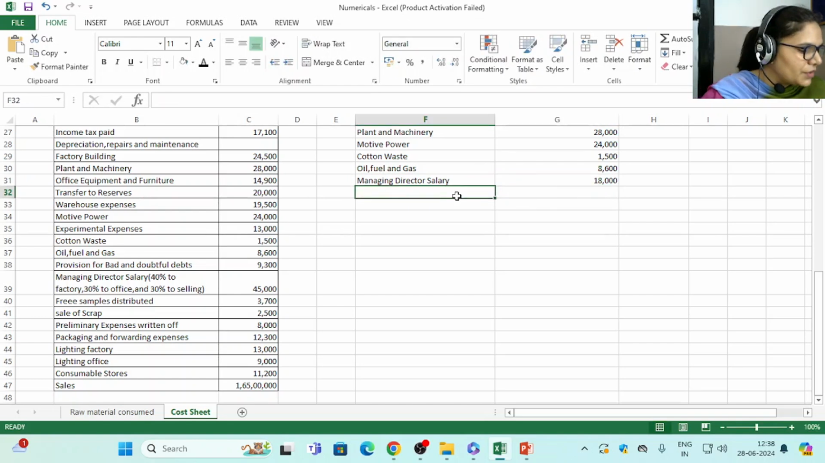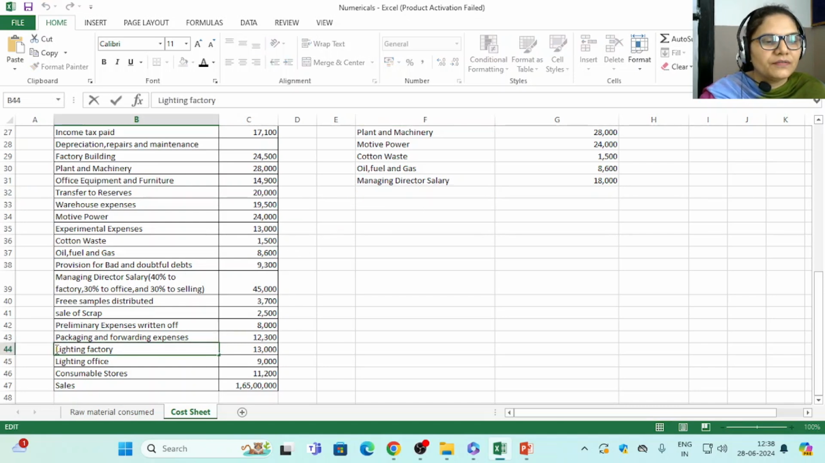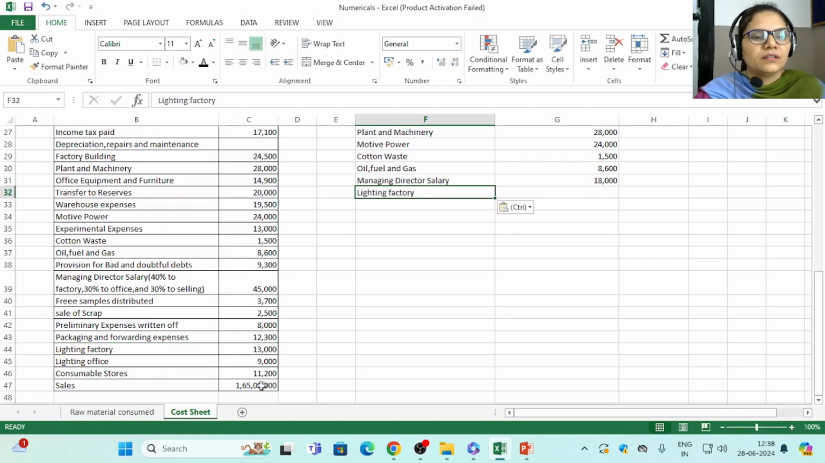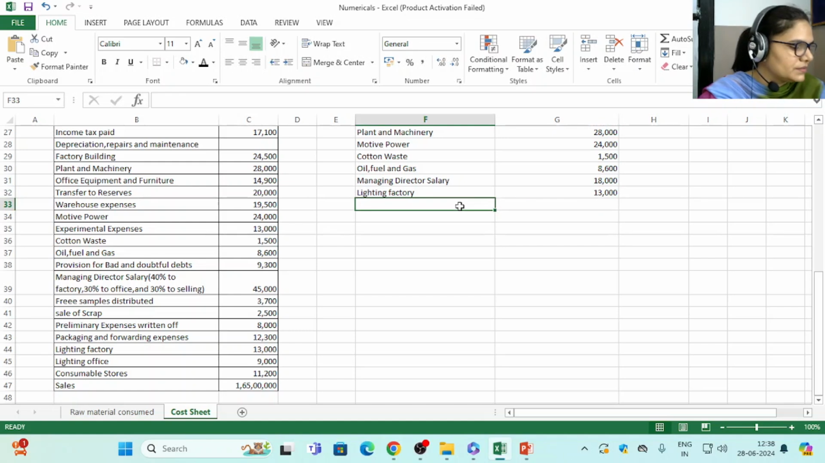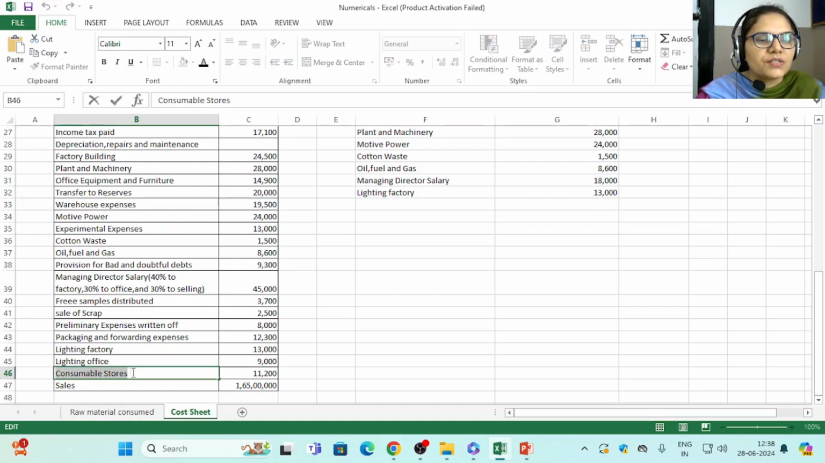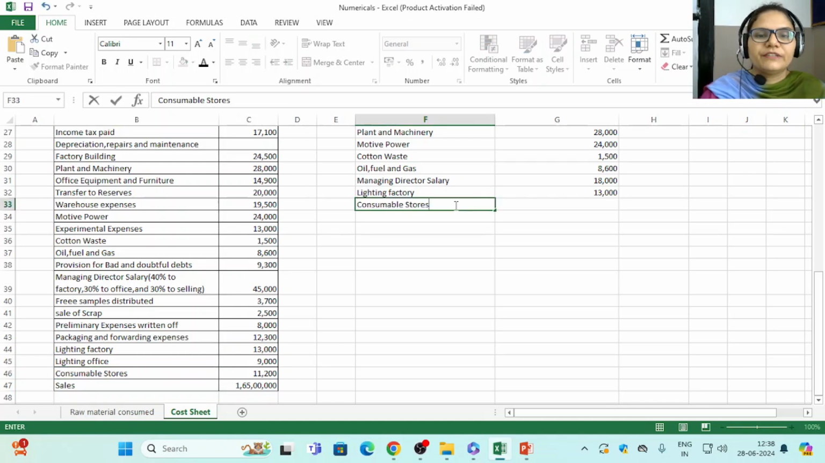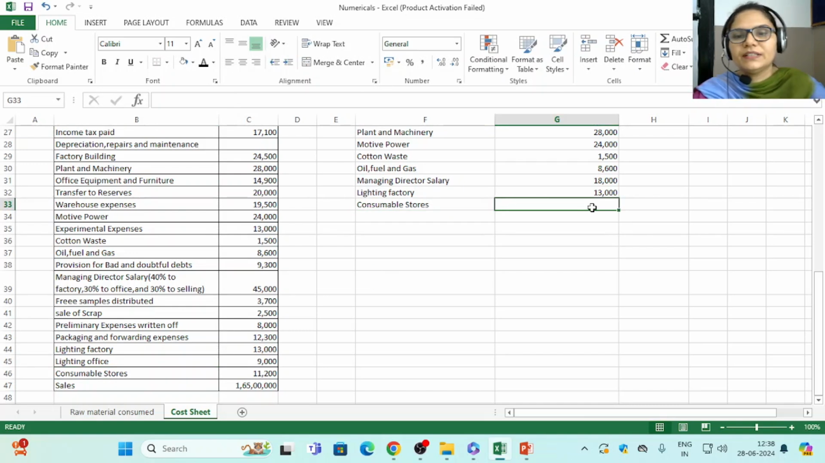Next is your lighting factory, which has lighting expenses of rupees 13,000. Next, anything which is left out? Yes, consumable stores. Consumable stores are again part of your factory overheads, so definitely we will mention them over here. It is 11,200.